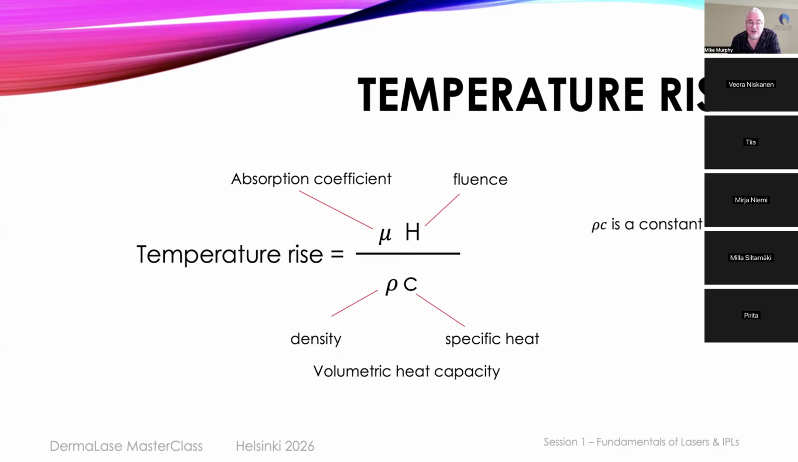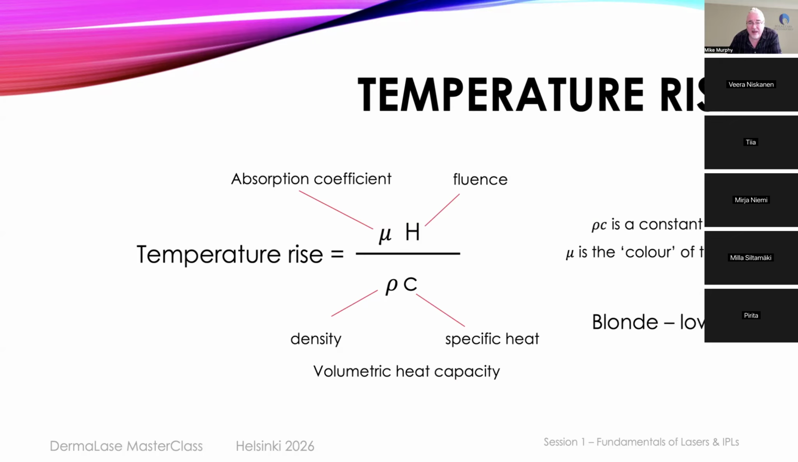So the two things, we can't control these guys, rho c, because that's to do with the tissue. We have no control over that at all. But we can control the fluence by changing the parameters on the machine, and we can control the absorption coefficient by choosing the correct wavelength. Okay, so that's why we want to match the wavelength with the absorption coefficient to get the highest temperature rise. Okay, mu is essentially the color, you could say, of the target.